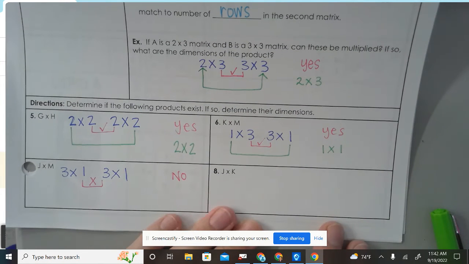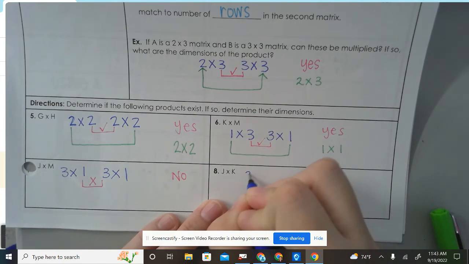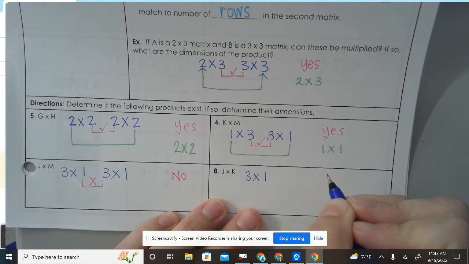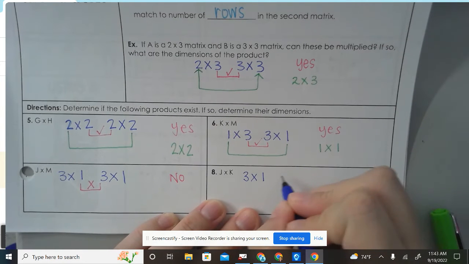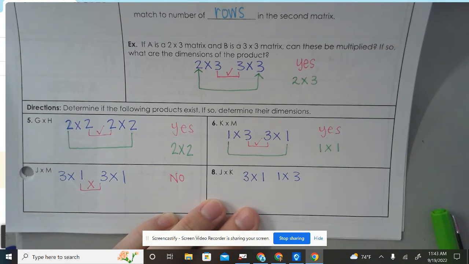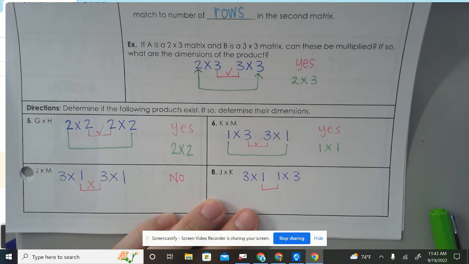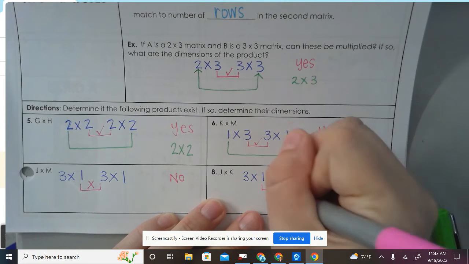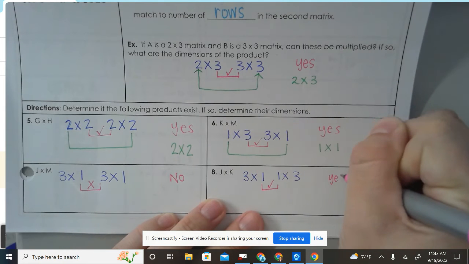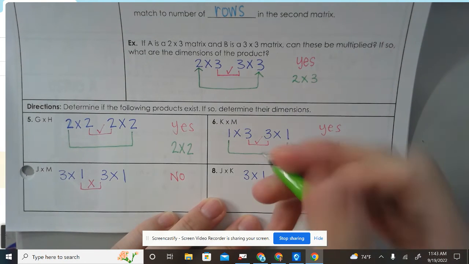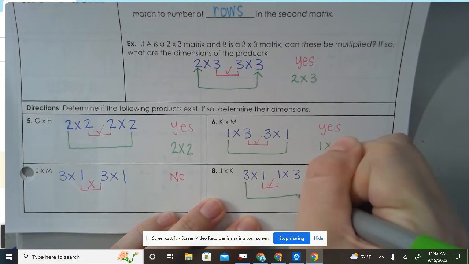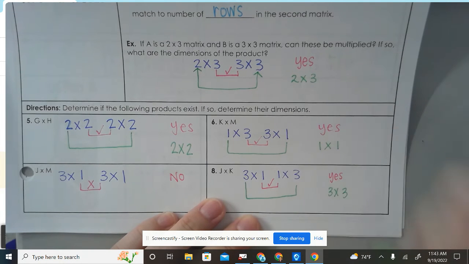And then number 8, J we said is a 3 by 1. K is a 1 by 3. Does it work? Yes. What size answer will I have? 3 by 3. Good.